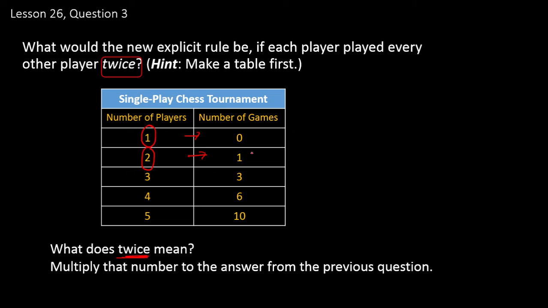Okay, so rather than 2 people playing each other once, I'd have to multiply that 1 by a 2. Instead of 3 games, I'd have to have 6 games. Instead of 6 games, I'd have to have 12 games. Instead of 10, I'd have to have 20. So I have to multiply the number of games by 2. And think about what would happen to your explicit rule. Would I just need to multiply it by 2 to get my new one? Would I need to do something else?